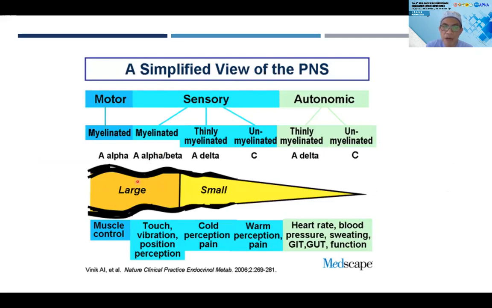We have large fibers and we have small fibers. Motor will be considered as the large fiber that is used for muscle control. Sensory and autonomic nerves will be considered as small fibers because they contain C fibers, either myelinated or unmyelinated, and also A delta fibers. Anything that happens in the peripheral nerve system will be considered as neuropathy. So neuropathy is the pathological change in the peripheral nerve system.